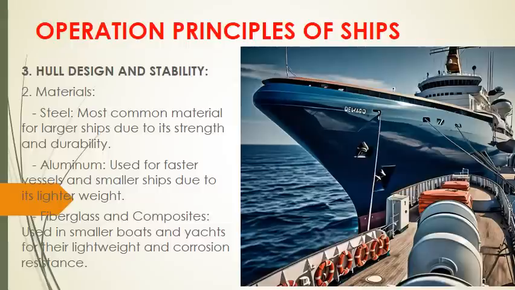Next is materials. This involves steel, aluminum, fiberglass and composites. Steel is the most common material used for larger ships due to its strength and durability. Aluminium is used for faster vessels and smaller ships due to its light weight. Fiberglass and composites are used in smaller boats and yachts for their lightweight and corrosion resistance.